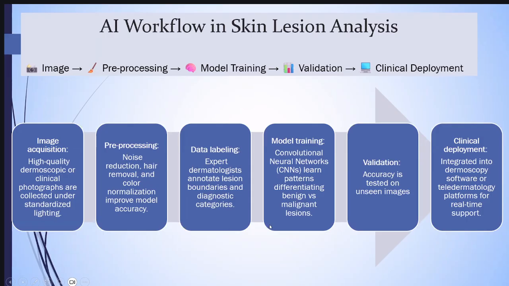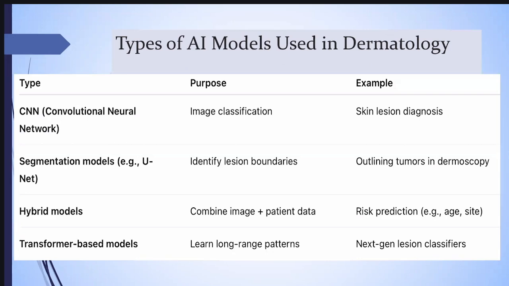And then model training, convolutional neural networks, they learn patterns differentiating benign versus malignant lesion. And then you have to validate it. Any research or any study without validation is useless. So accuracy is only tested on unseen images. You got to validate it multiple times.